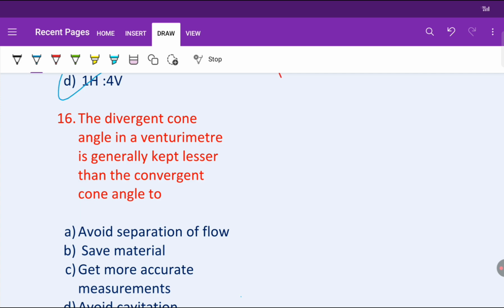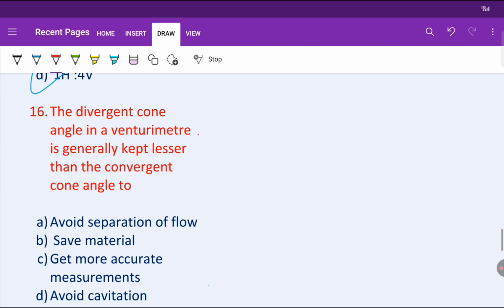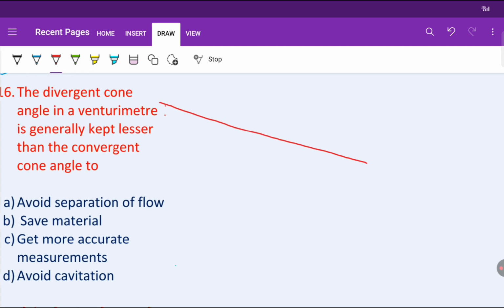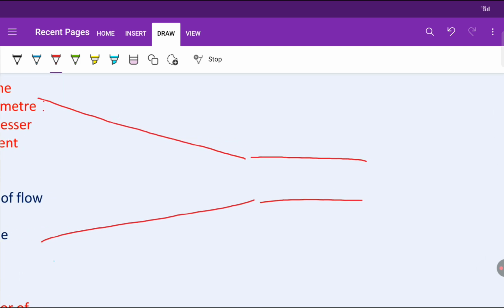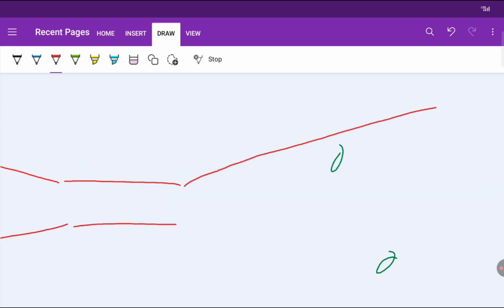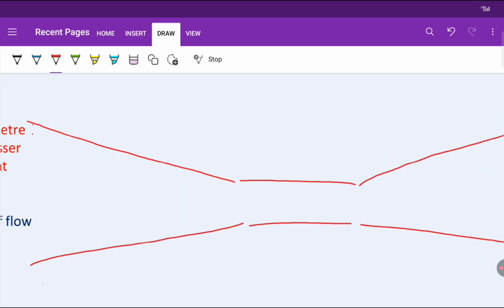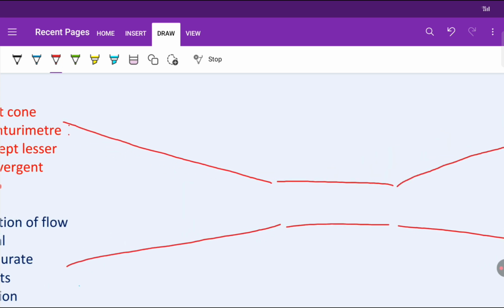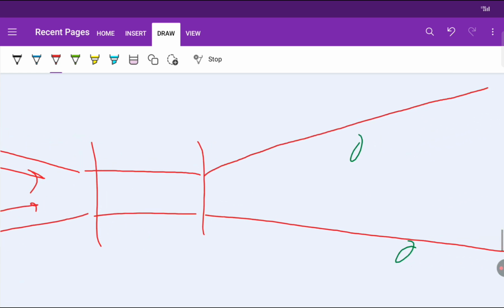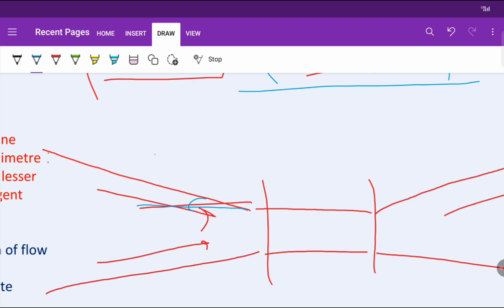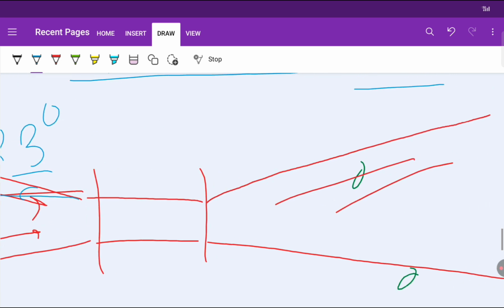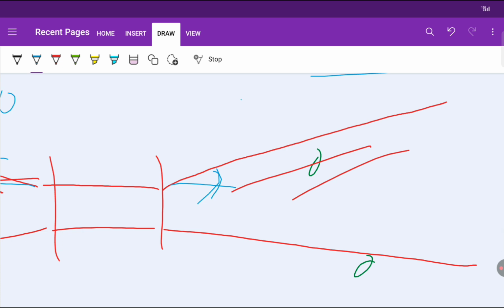Okay. The divergent cone angle in a venturimeter is generally kept lesser than the convergent angle. So we know there are two sections in a venturimeter. The converging is done at a faster rate, but the diverging is done at a very low rate. Why is it so? These are converging, right? This is our throat portion, right? And this is our diverging section. So the converging angle is around 20 to 23 degrees, and this diverging angle is 4 to 7 degrees.